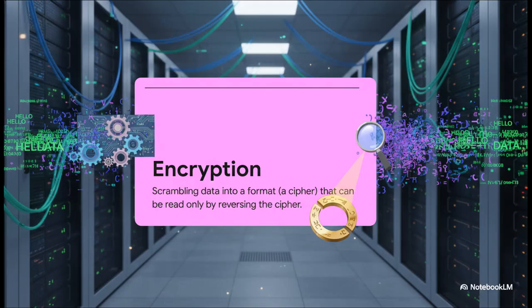And the absolute heart of that security is encryption. Seriously, the best way to think about it is like a digital secret decoder ring. You take your data, you scramble it all up into a secret code, that's called a cipher, and the only way to read it is if you have this special key to unscramble it.